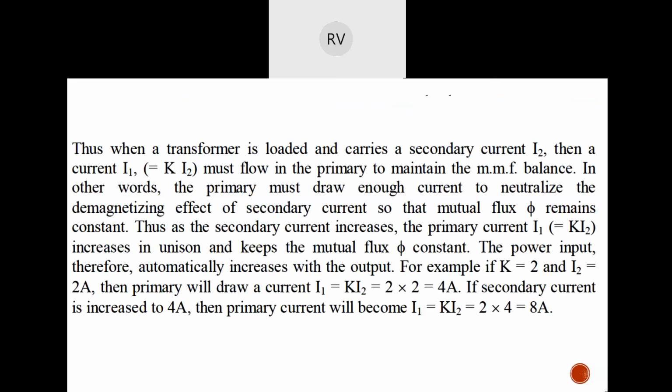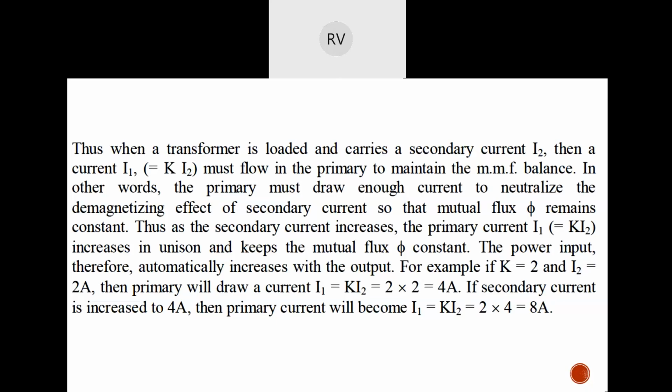Thus, when a transformer is loaded and carries a secondary current I2, then a current I1 equals K into I2 must flow in the primary to maintain the MMF balance. In other words, the primary must draw enough current to neutralize the demagnetizing effect of the secondary current so that the mutual flux phi remains constant. Thus, as the secondary current increases, the primary current increases in unison and keeps the mutual flux phi constant.